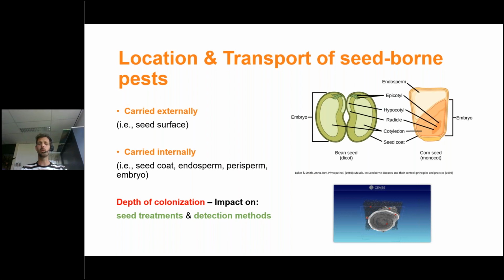Well, you have to crush the seeds or grind seeds even to get the pathogen out of the seeds and try for the detection of these pests.